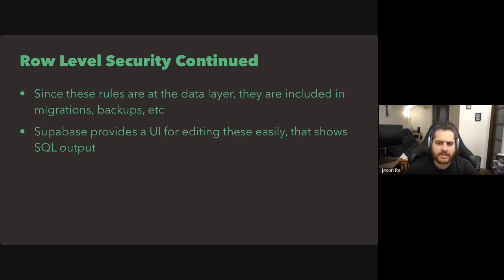So I think this is everything that I touched on. Since these rules are at the data layer, they're included in migration, backups, and etc. They're with your database. They're a part of your database. And Supabase actually has a little UI for editing these easily, and it shows you the SQL output. So as you're playing around with some common templates that they have, they teach you about row-level security because it's a bit of a concept that not everybody's familiar with.